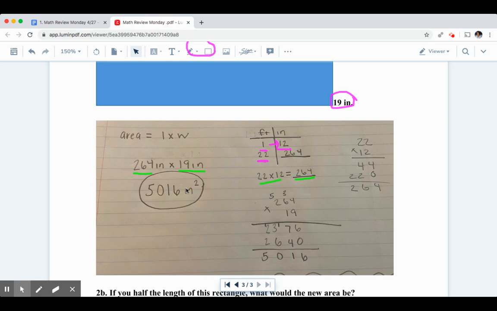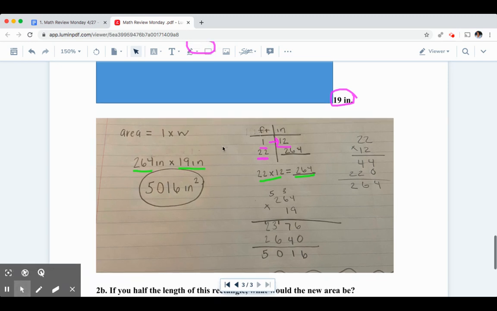The secret code for today's Math Review quiz is KNEE, K-N-E-E.